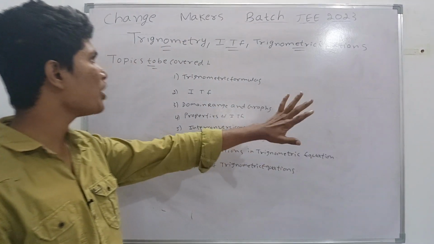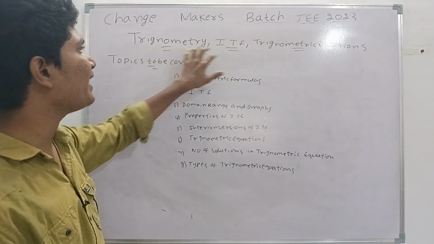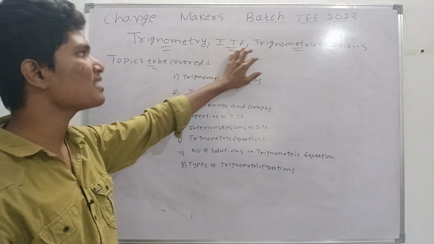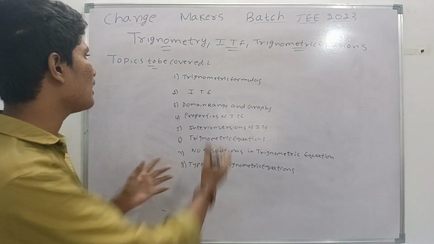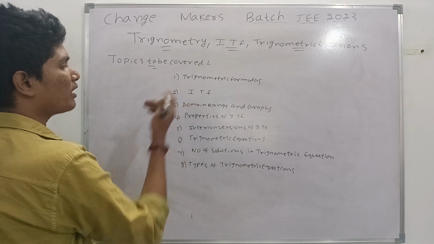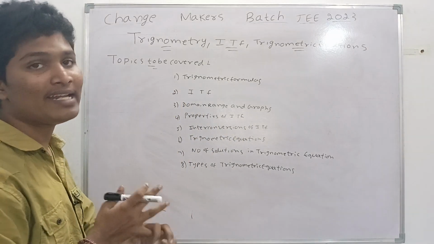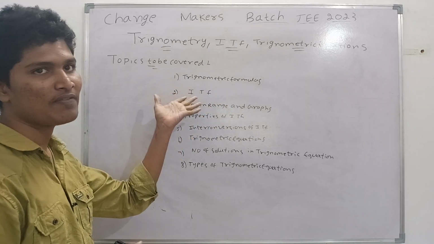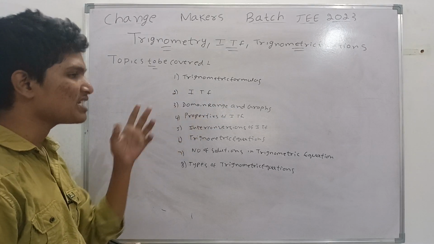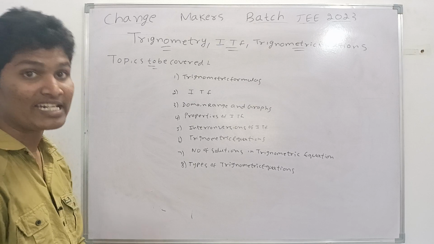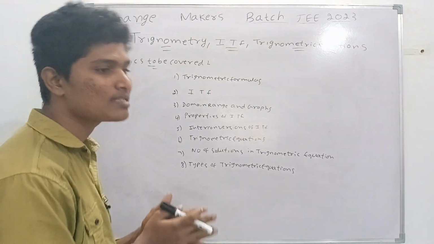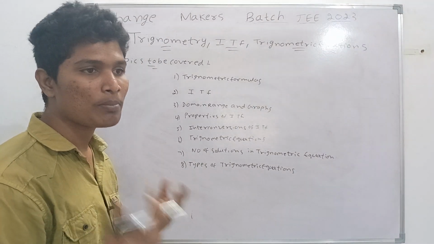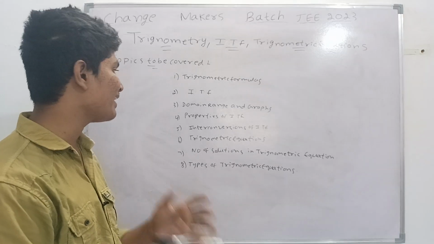In this video, we are going to discuss the complete trigonometry ITF, that is inverse trigonometric functions and trigonometric equations. What are the trigonometric formulas, what are the inverse trigonometric functions, why it is called inverse trigonometric functions, and also the domain, ranges and graphs of inverse trigonometric functions, and also the properties of ITF. Why it is said to be inverse, what are the necessary conditions to be an inverse function, what are the domain and range restrictions.